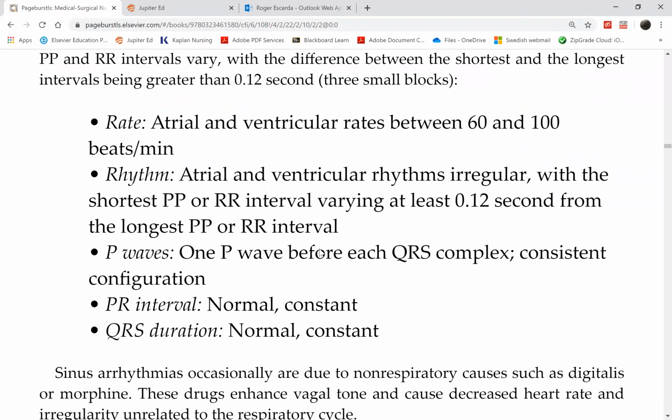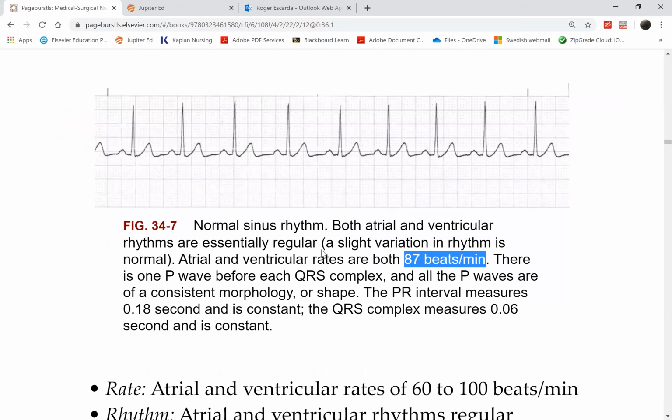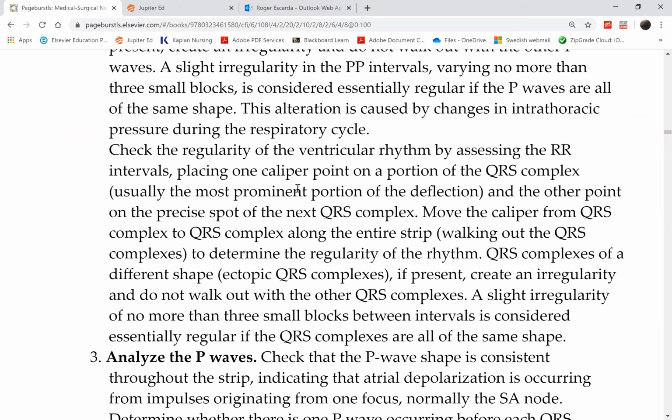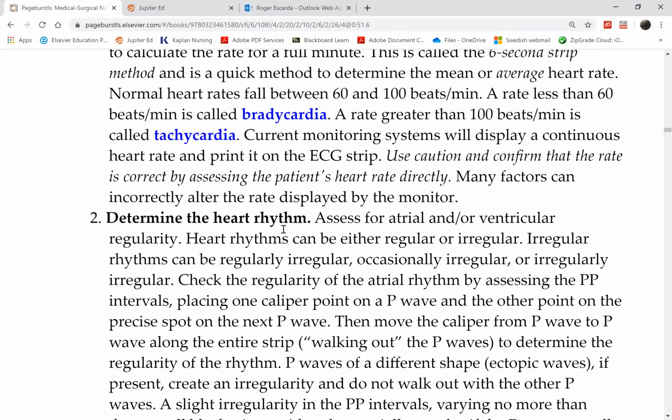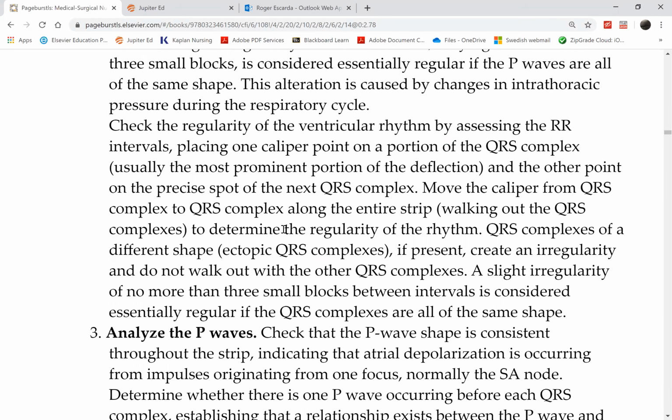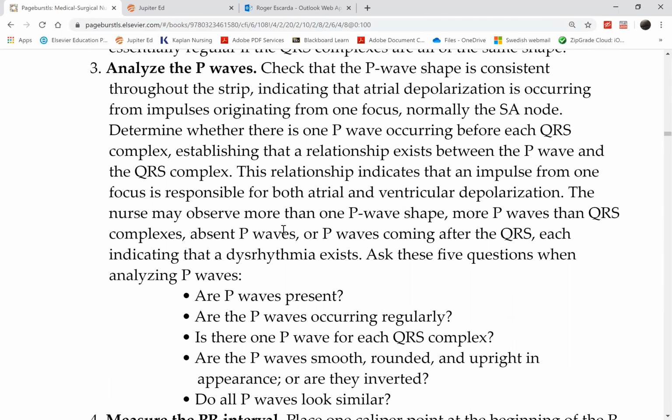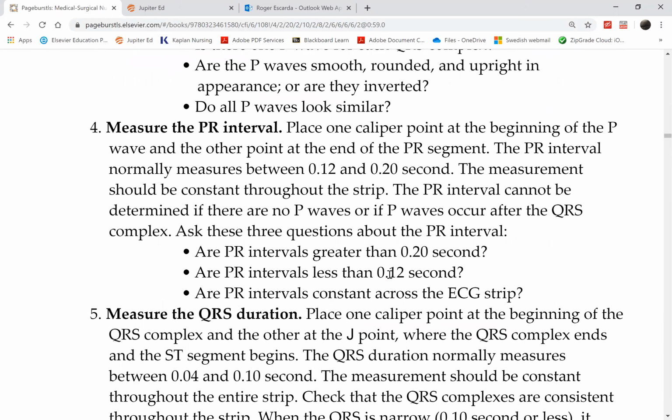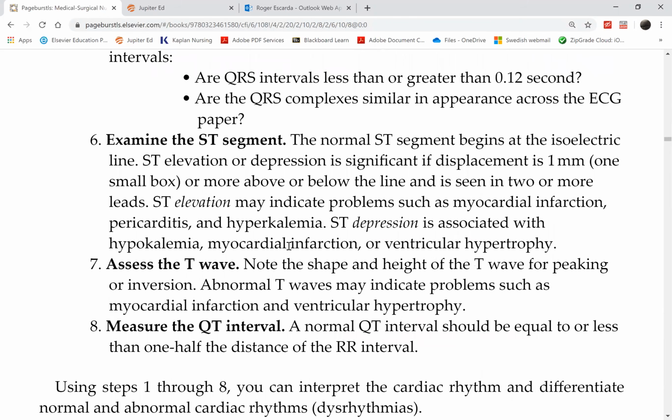So we know how to look at the steps, although we're not finished. We're only on step 3. Step 3 said we will analyze the P waves, but we did count the heart rate. We looked at the rhythm using our poor man's caliper. We saw that there were P waves, they were normal and consistent. We measured the PR interval, which measured between 0.12 to 0.2. We measured the QRS. And then let's look at the ST and the T wave.